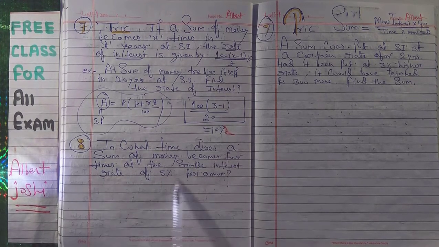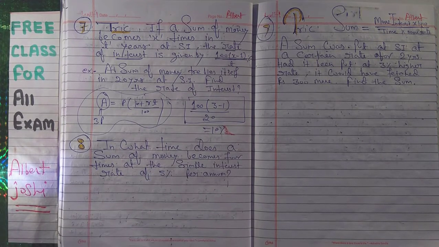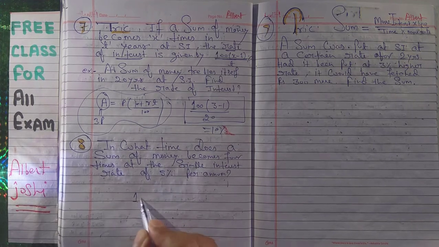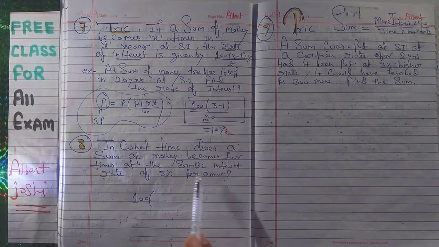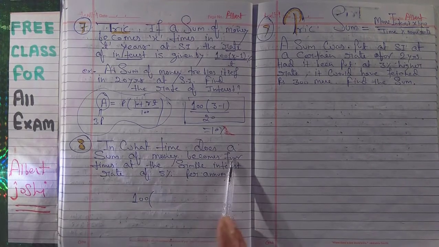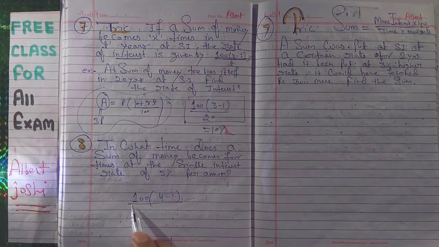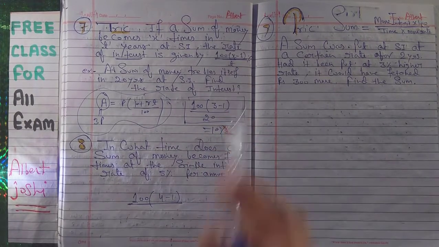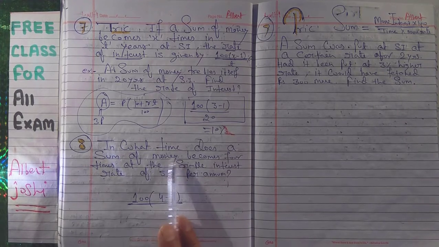Now the next question: in what time does a sum of money become 4 times at the simple interest rate of 5% per annum? Same question. Again you have to put 100 into (x minus 1) upon t, where x is 4 times, so 4 minus 1 upon t. T is your time. He is asking what time.